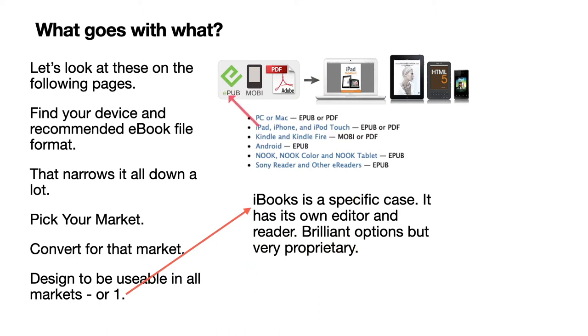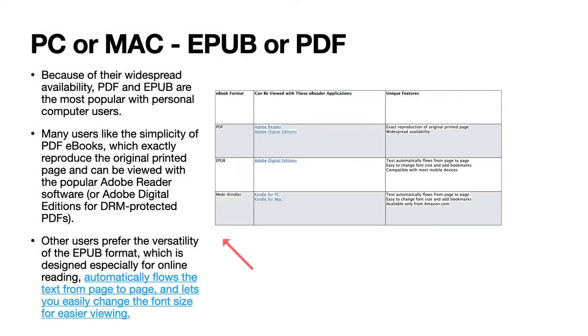Where are you going to go? ePub, Mobi and PDF, I would say. Work on all of the others. But you have to be careful. PC or Mac, ePub or PDF. And there's a breakdown of what's available on each one.